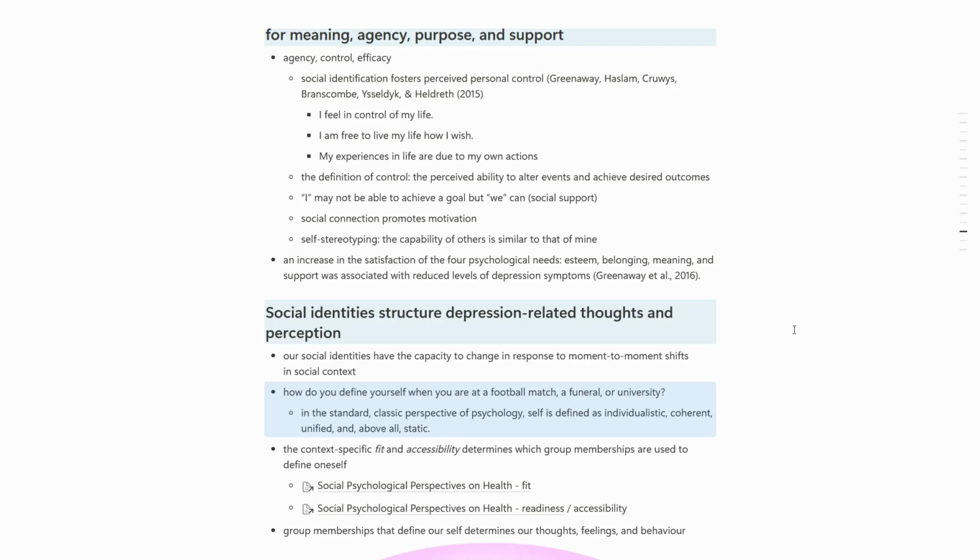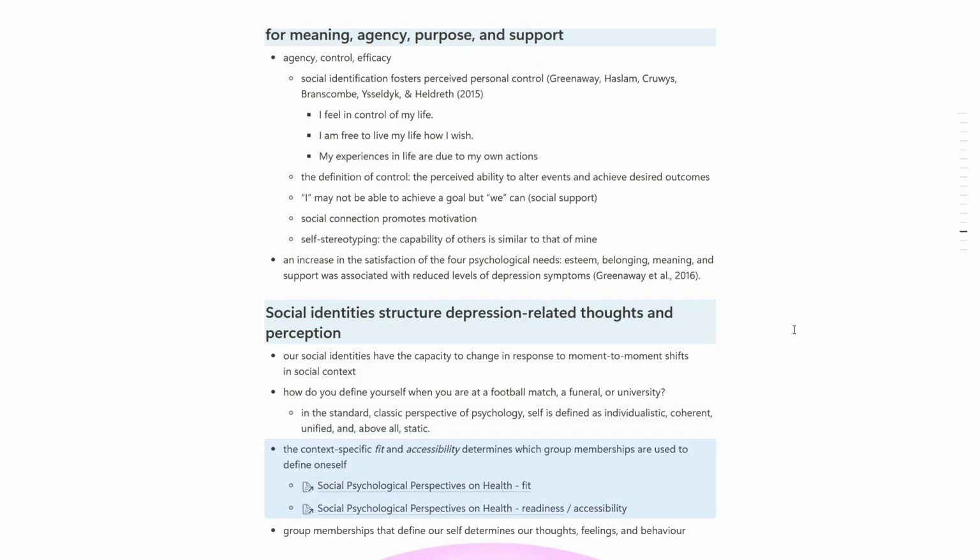But in the standard classic perspective of psychology, self is defined as individualistic, coherent, unified, and above all, static, which means that basically self does not change regardless of context. The self is static and fixed. This is the classic perspective of self, but through studying this course, you are already aware that people can also define themselves based on social identities, and social identities have the capacity to change in response to immediate context. So self is also very flexible and can dramatically change depending on context at hand.